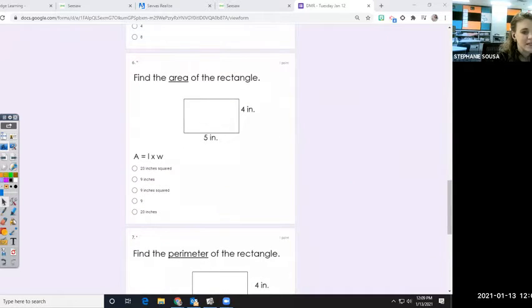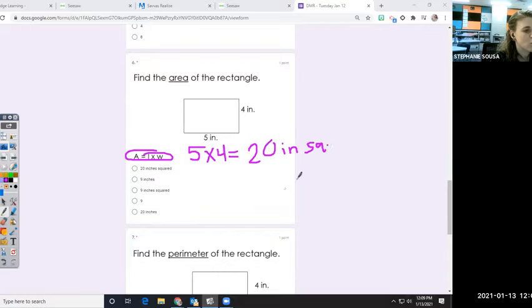Next one, find the area of the rectangle. We have a nice reminder here that area is length times width. My length is 5, my width is 4. 5 times 4 is 5, 10, 15, 20. I am working with area, so my answer must be inches squared or square inches, either way. And sure enough, here it is, 20 inches squared.